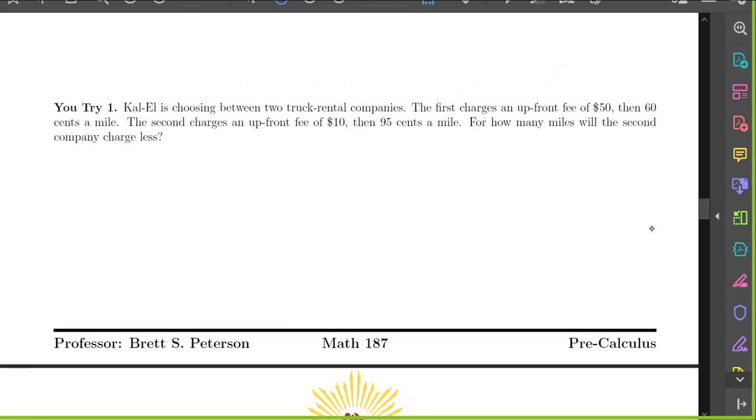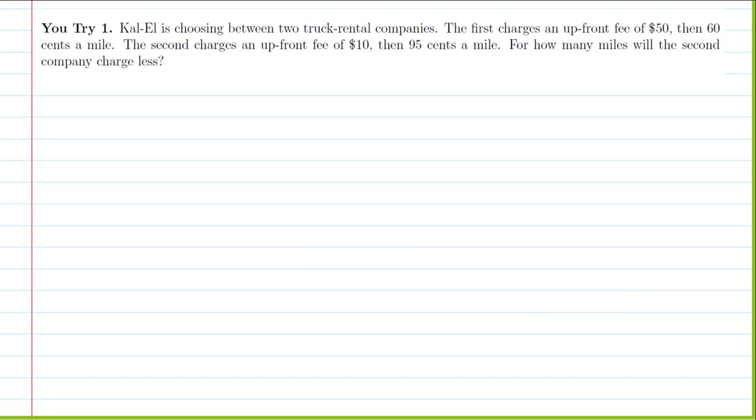All right, so lastly, let's take a look at each of these. Let's label them as the first and the second companies. And we're going to be coming up with our cost function for each. So the first charge is an upfront fee of $50 and then 60 cents per mile. The one thing we have to be a little careful with, 60 cents per mile is $0.60. And that's going to be our marginal cost, or the slope. That's the amount that changes as a function of distance, whereas the $50 is the fixed cost, which is going to be our y-intercept. So our equation as a function of distance is going to be 0.6x plus 50.